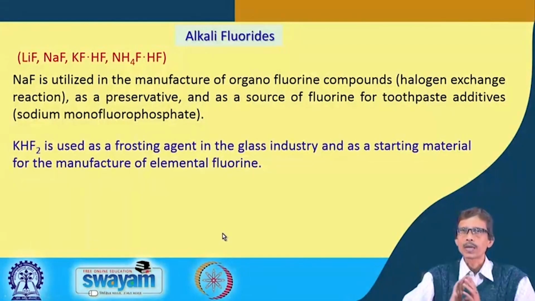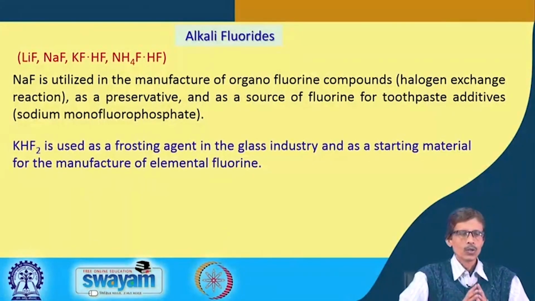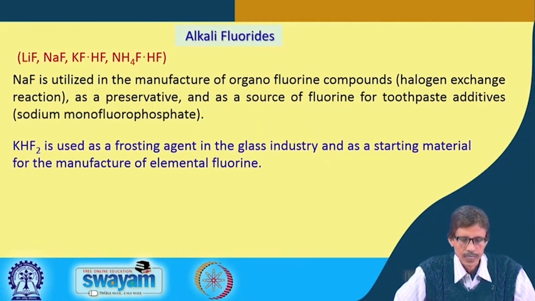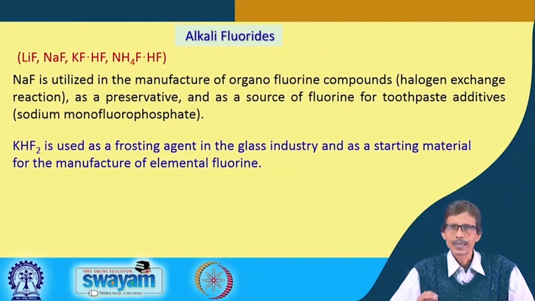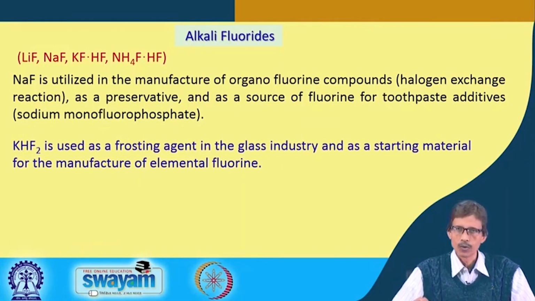Then the potassium bifluoride. The other one, KF.HF or KHF2, is used as a frosting agent in the glass industry. We know that fluorides will attack the silicon dioxide surface of the glass, that means the silicon center can be attacked by fluoride, but we cannot directly use hydrofluoric acid for processing or for a very easy etching process on the glass surface.